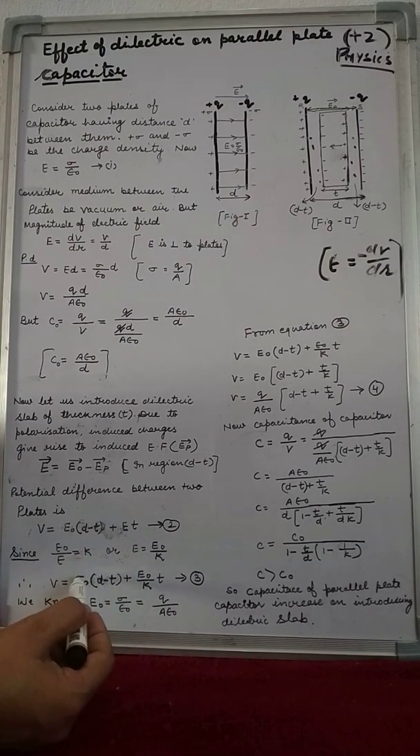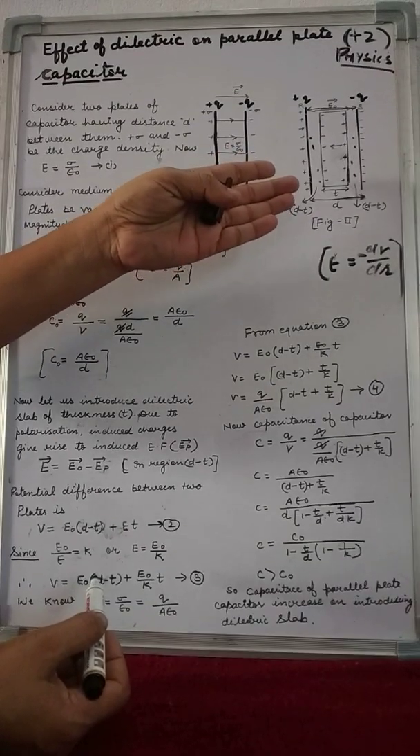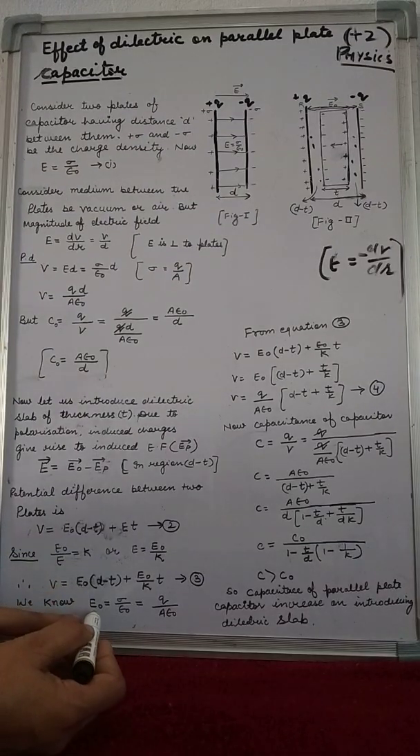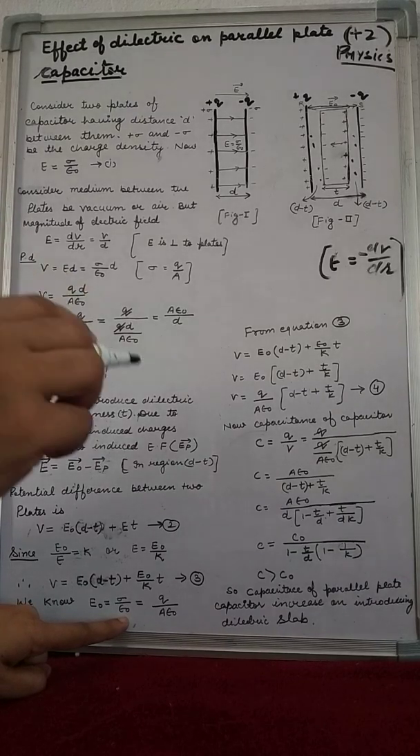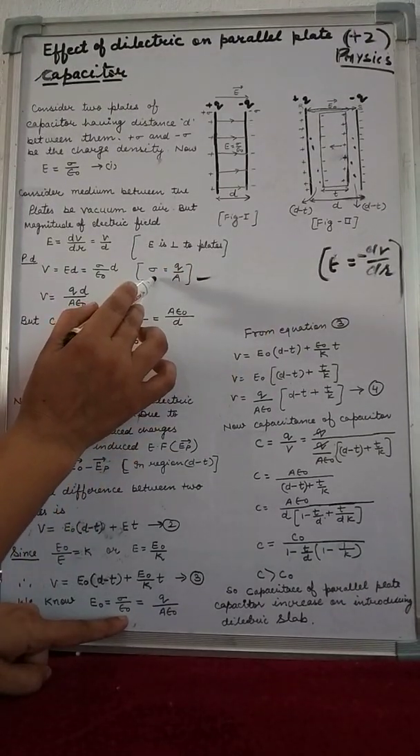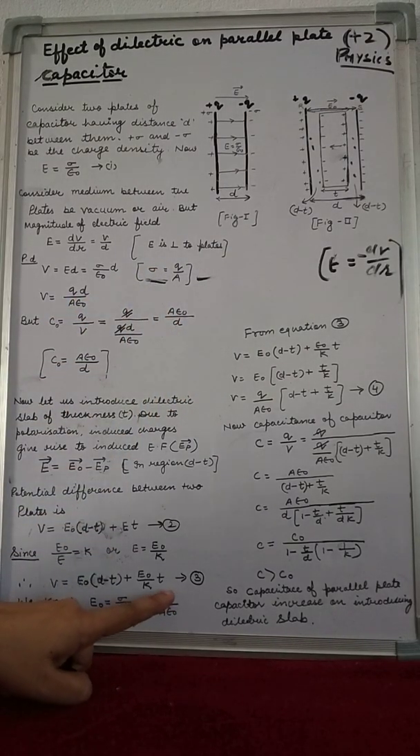Now again we will put the value of E naught. In this case we have considered the value of the electric field E naught. According to Gauss theorem, E naught is equal to sigma upon epsilon naught, because sigma is the charge density. Sigma is equal to Q upon A, so E naught is Q upon A epsilon naught. So now this is equation 3.